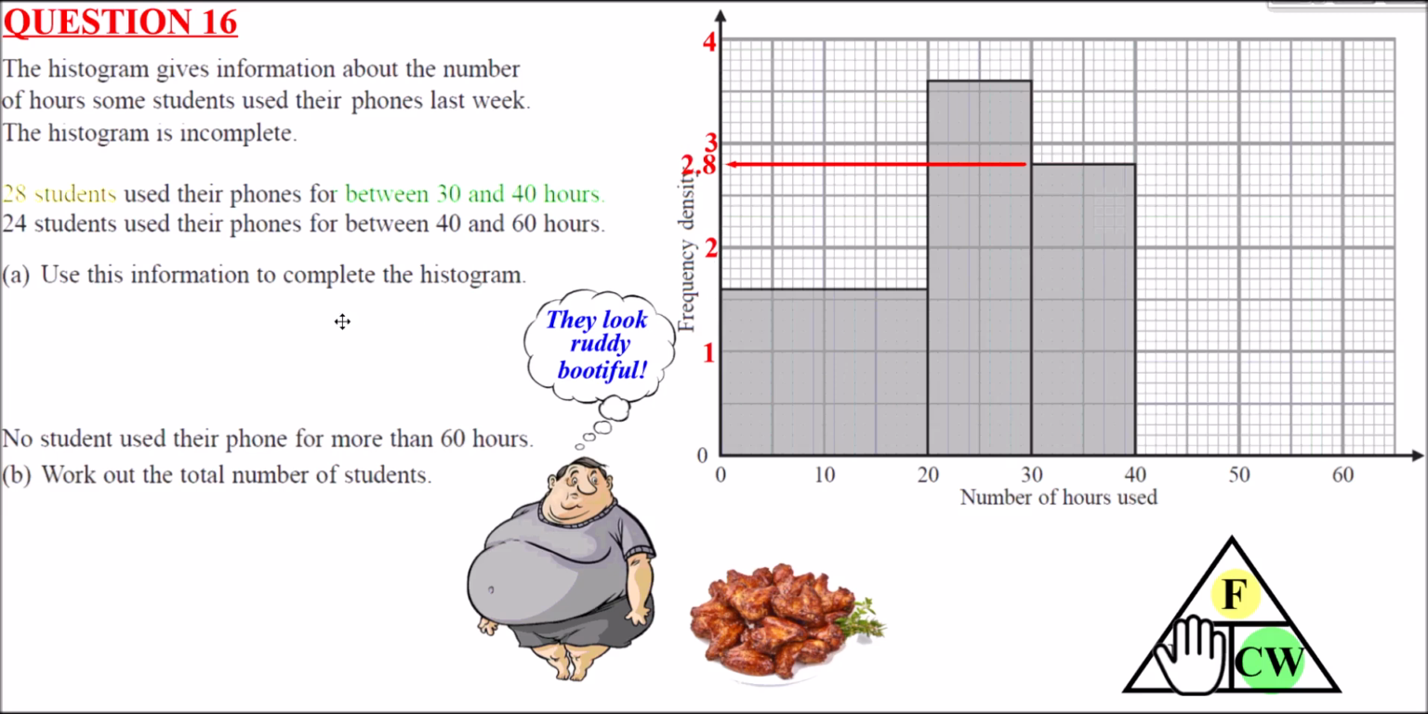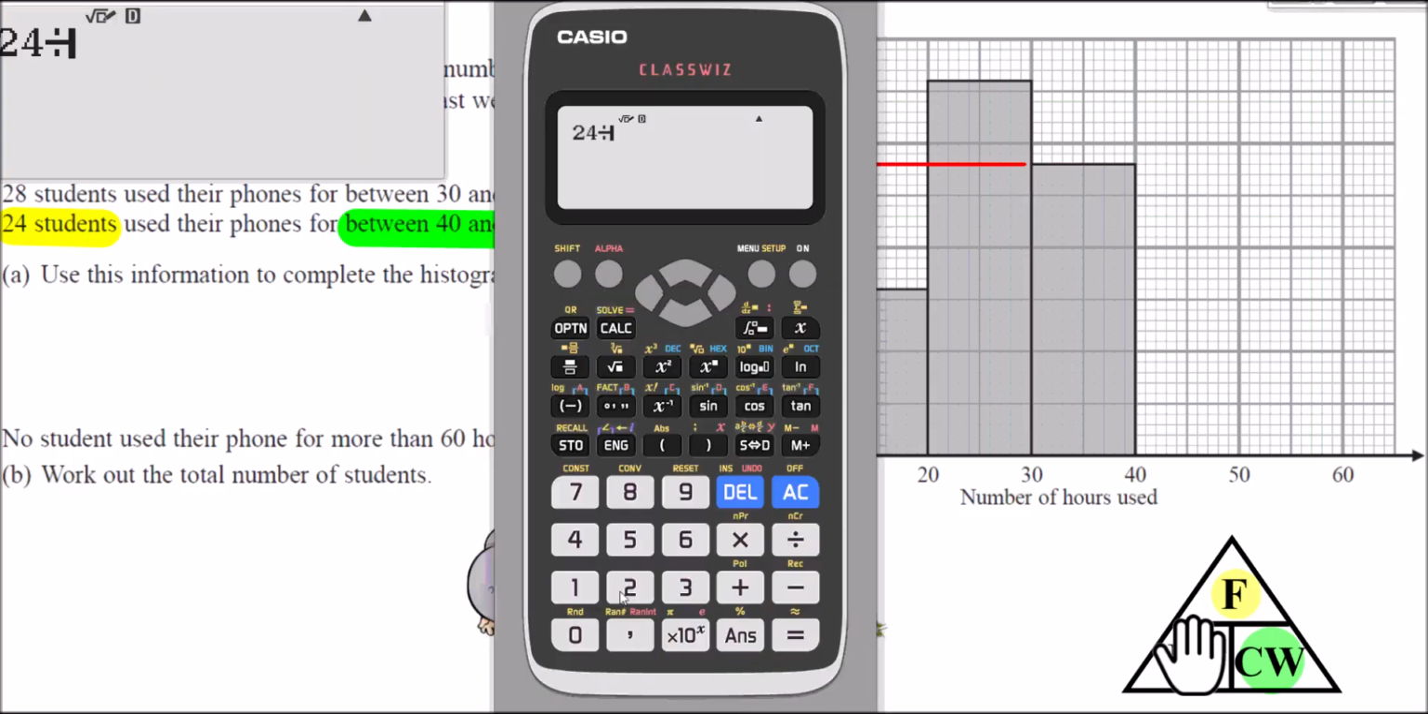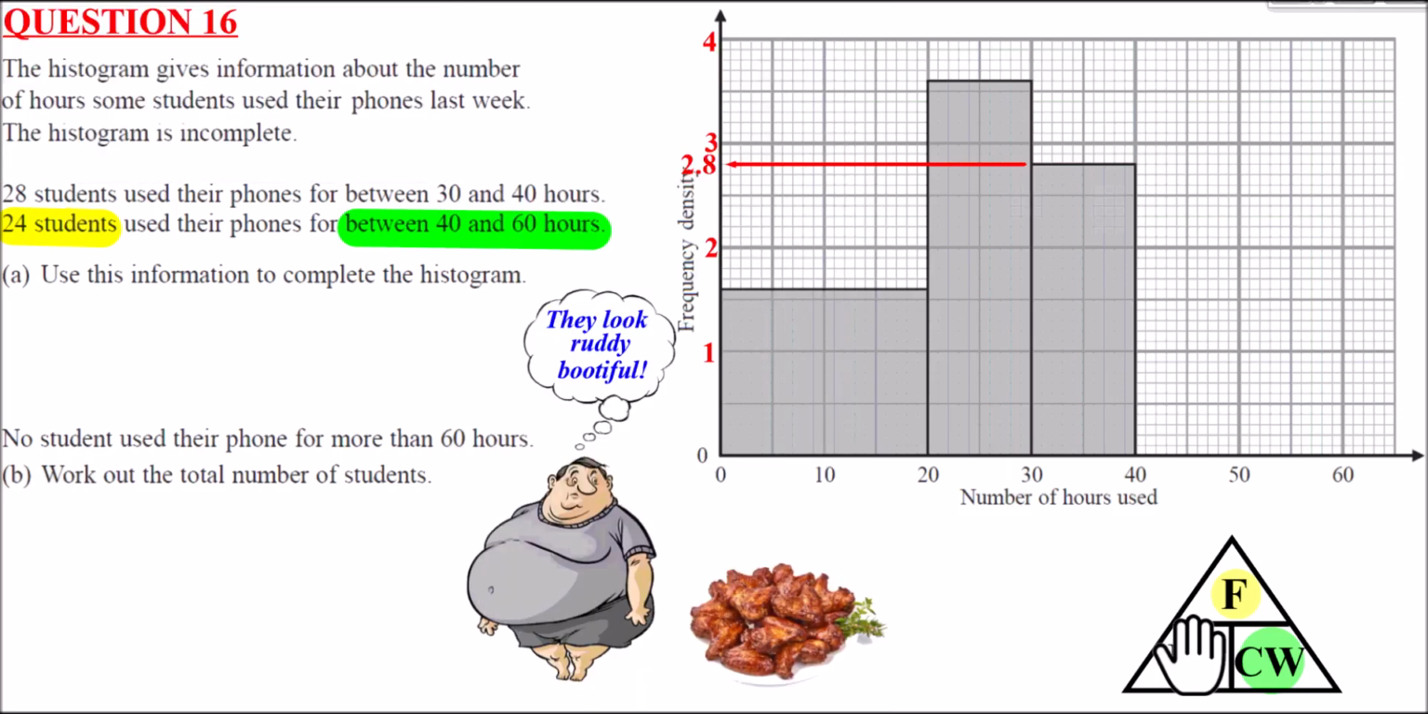And the missing bar, it says here that 24 students used their phones for between 40 and 60 hours. Now for this bar, the frequency, the number of students, is 24, and the class width, the gap in between 40 and 60, is 20. So what we need to do here is 24 divided by 20. That gives you either 6/5 or 1.2, either or. So 1.2.